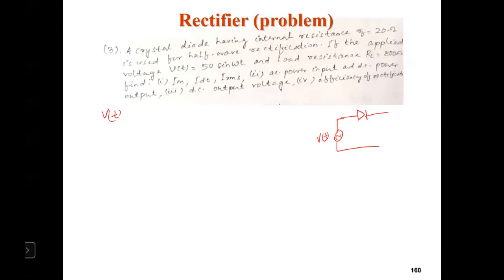Load value is how much? 800. Yes, RL is 800. So this is the circuit RL, which is 800 ohm, and this RF, RF means this resistance of this diode is 20 ohm. So these are the parameters given. You have to find out first IM, IDC, IRMS, etc. So VT equal to EM sine omega t. In this format it is given, or it is 50 sine omega t.